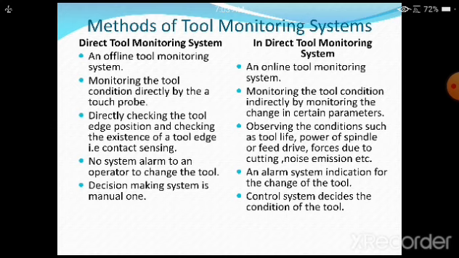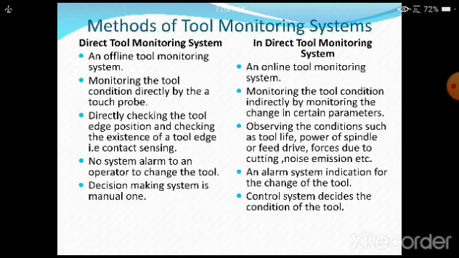There is no alarm system. The decision making system is manual, so whatever decision is taken has to be carried out by the operator. But definitely if you consider this, in such a condition the CNC machines cannot be used continuously, as it is going to hamper the production.